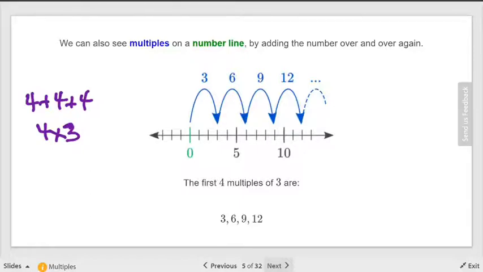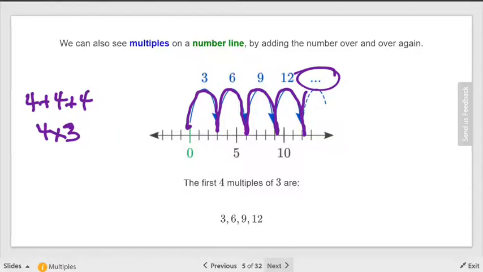Now here they're using 3s, right? So they start with 0. And 1 three is 3. 2 threes is 6. 3 threes is 9. 4 threes is 12. And the dots mean what? Goes on infinitely, you bet. Continues in that same pattern infinitely. Okay? So you can also find multiples using a number line by simply counting.